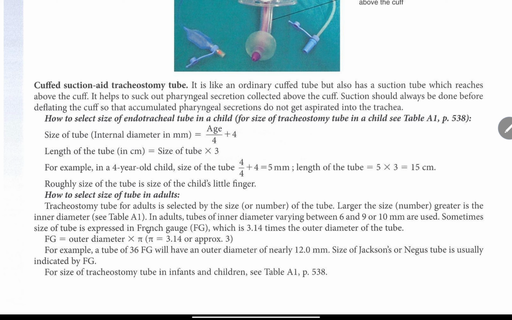Sometimes the size of the tube is expressed in French gauge, which is 3.14 times the outer diameter of the tube. Fg equals outer diameter into pi, 3.14 or approximately 3. For example, a tube of 36 Fg will have an outer diameter of nearly 12 millimeter. Size of Jackson's or Negus tube is usually indicated by Fg. For size of tracheostomy tube in infants and children, see table A1, page 538.